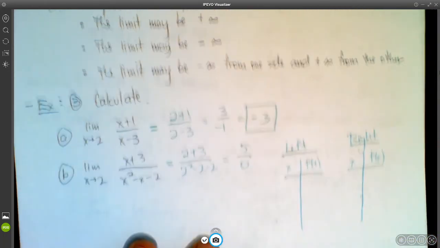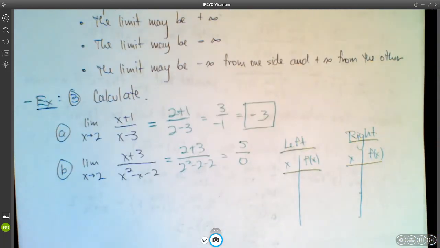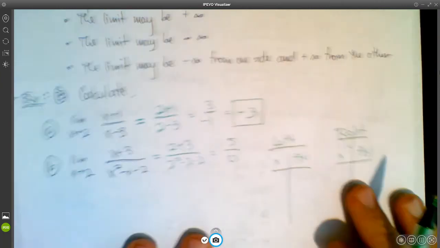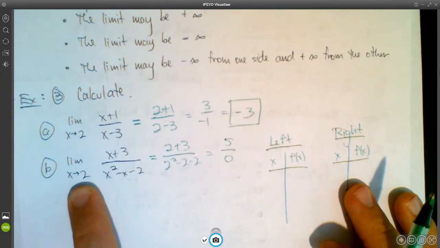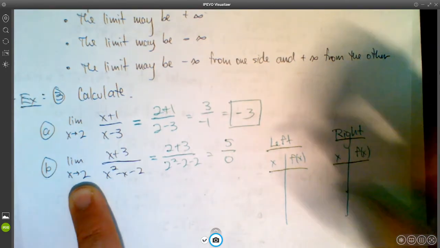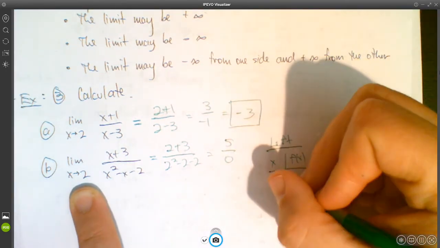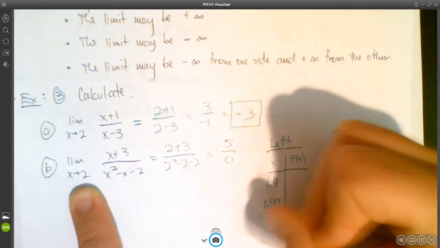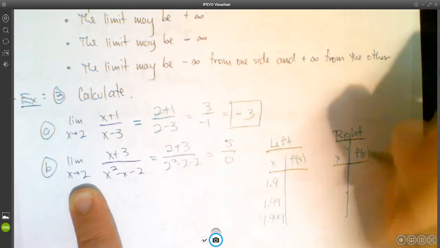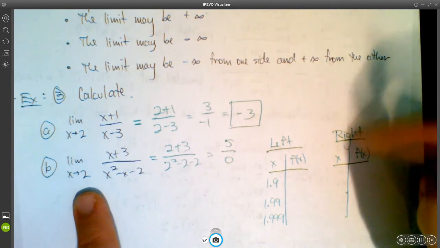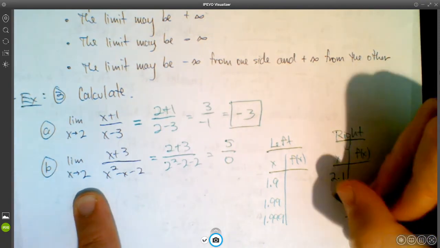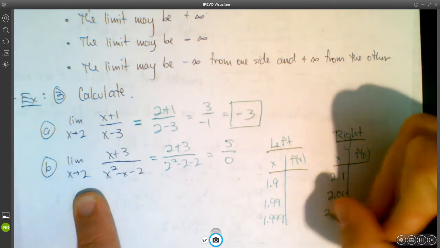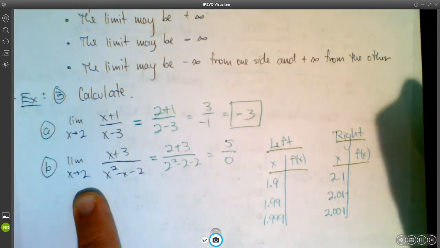To see what's going on, you just do what we did in the previous section. So we want to plug in values closer and closer to 2. If we're doing this from the left, we might start at 1.9, then 1.99, then 1.999, and if we're approaching from the right, we might start at 2.1, then 2.01, then 2.001.